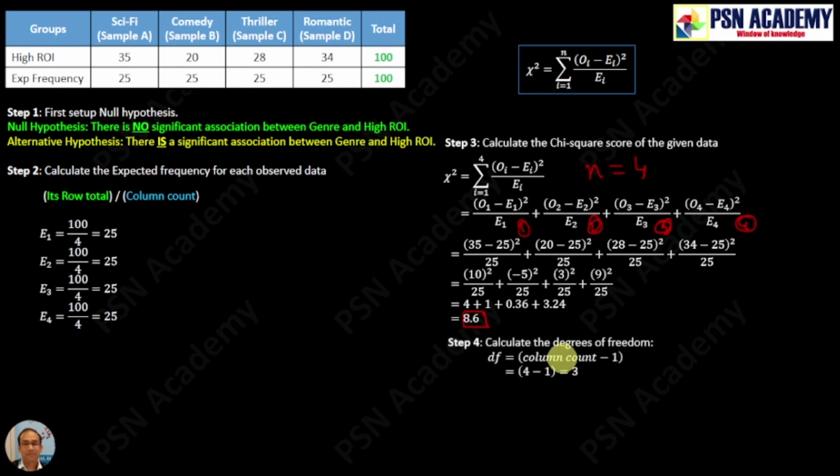Now we go for step 4, and here we calculate the degrees of freedom. So this is a 1D data. So the DF will be column count minus 1 only, because there is no row. So 4 minus 1 will give you 3, right? So we have degree of freedom as 3. So here we also take the significance level as 5%. So you can take any other significance level also.